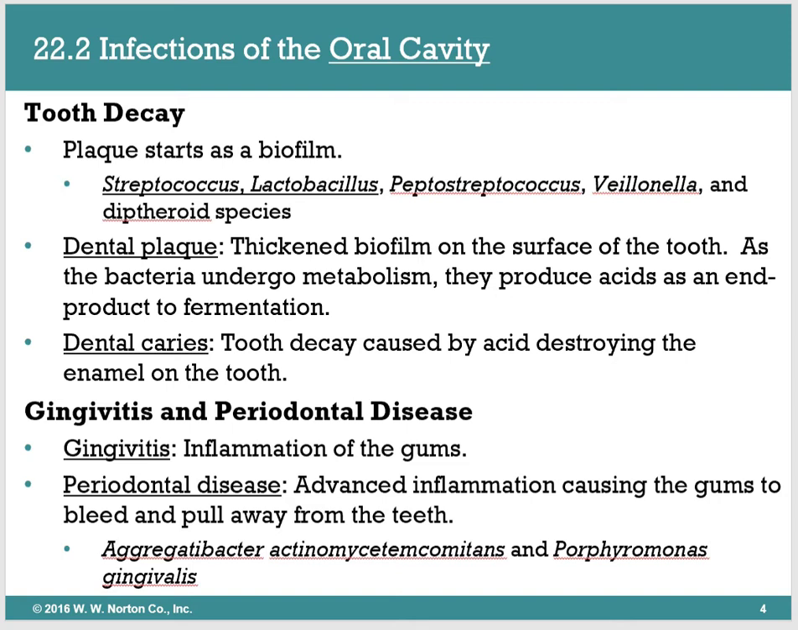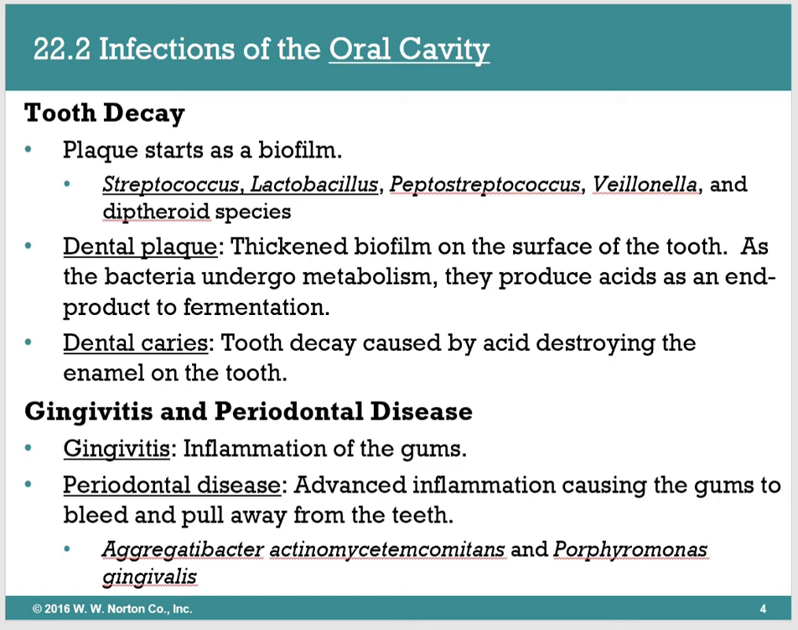Now, that's just for the teeth. But for the gums, there's something called gingivitis and periodontal disease. Gingivitis is where you have inflammation of your gums. Almost everybody has some degree of gingivitis for the most part, some more than others. It kind of just depends. But whenever you have gingivitis, the gums around your teeth are inflamed.